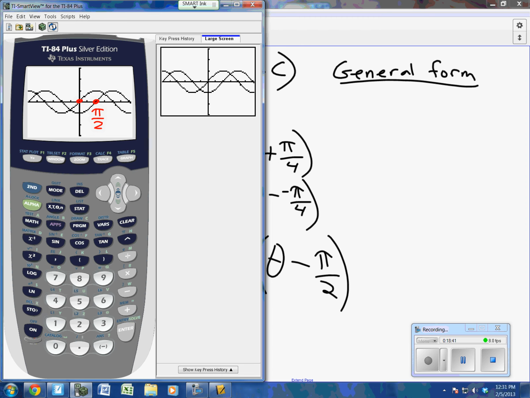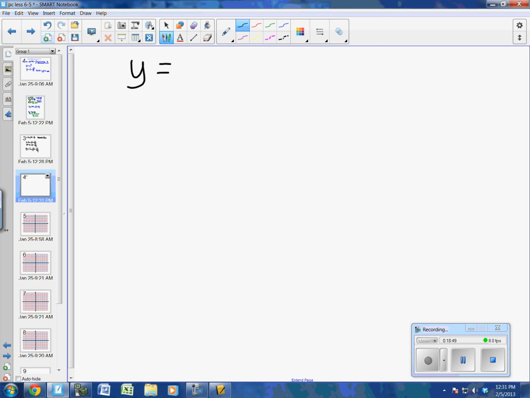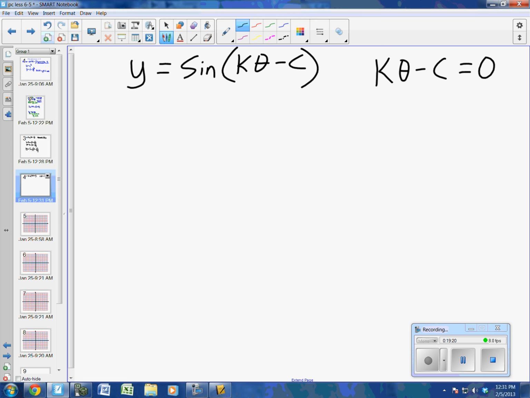Now, what happens if all of a sudden we start messing with the period of a sine function? Okay, let's say I start doing this. Let's say I have y equals sine of k theta minus c. If I start putting a k in front to change the period, okay, what's going to happen? Well, I can explain why. If we take k theta minus c and set it equal to 0, because we know that the sine of 0 is equal to 0, right? And so if we want to say that theta was 0, that's what we'd say. We'd say k theta minus c equal to 0, and we would solve that. We'd get k theta equals c if we added c to both sides, and then we would divide by k, and we would get theta equals c over k.